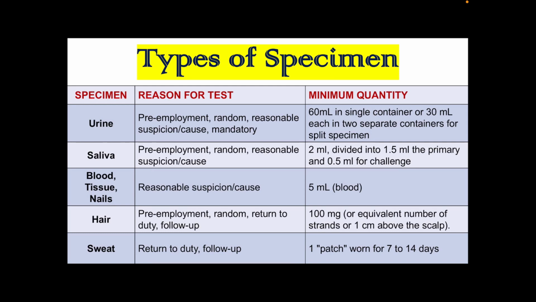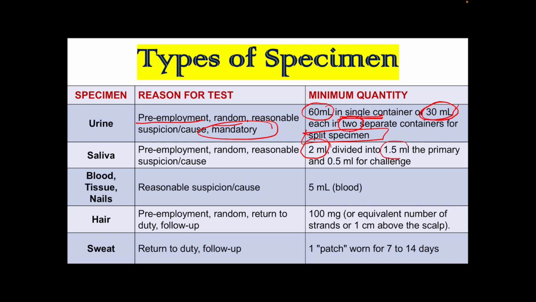The urine specimen is intended for pre-employment purposes, for random checking, for reasonable suspicion or cause, and usually it's mandatory for other agencies. Just like, for example, again, when we acquire a driver's license. For the urine specimen, the minimum quantity is 60 ml if it is a single collection. But if we use split specimen, there must be two separate containers containing 30 ml of urine each container. For saliva, same reason for urine specimen. It must be 2 ml divided into two parts.